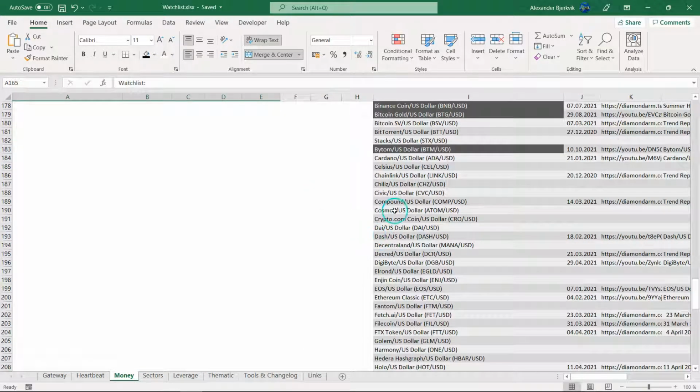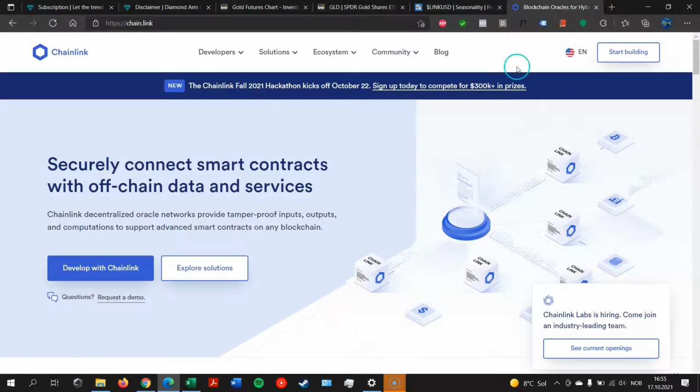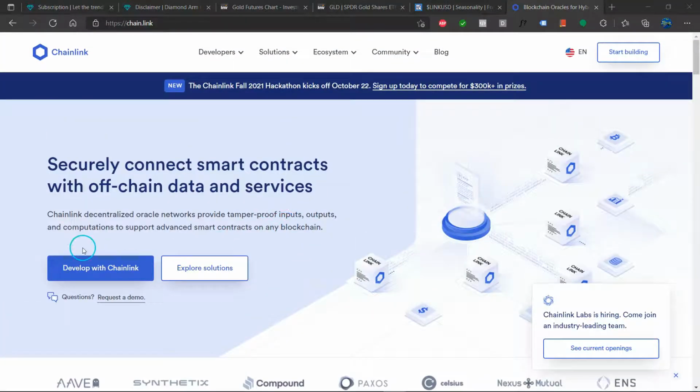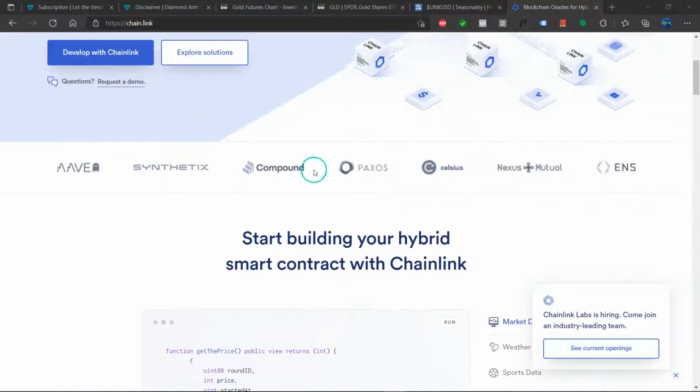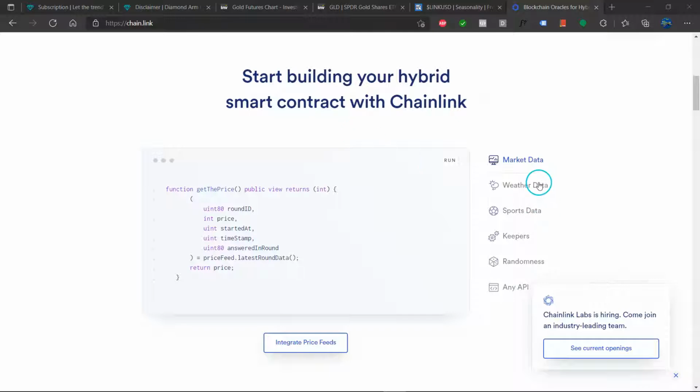So we do have Chainlink/US$, LINK/USD. Okay, here is the website. Securely connect smart contracts with off-chain data and services. Chainlink decentralized Oracle networks provide tamper-proof inputs, outputs, and computations to support advanced smart contracts on any blockchain. Start building your hybrid smart contract with Chainlink.